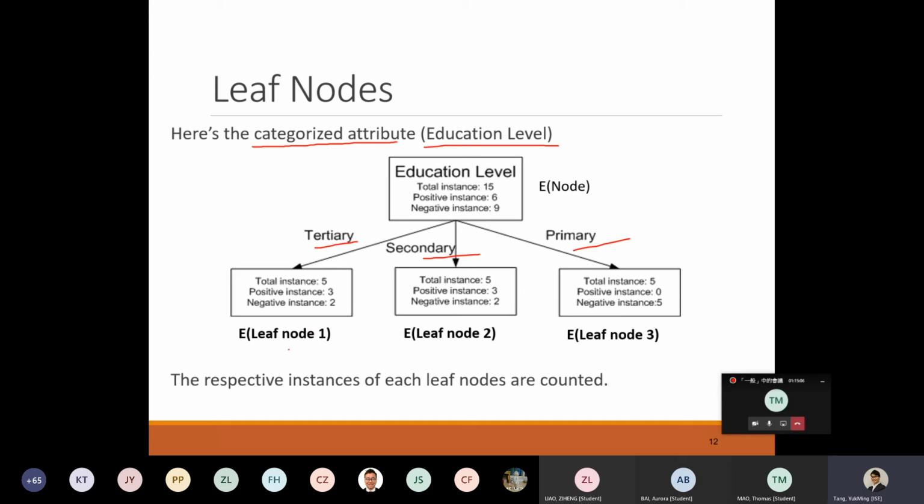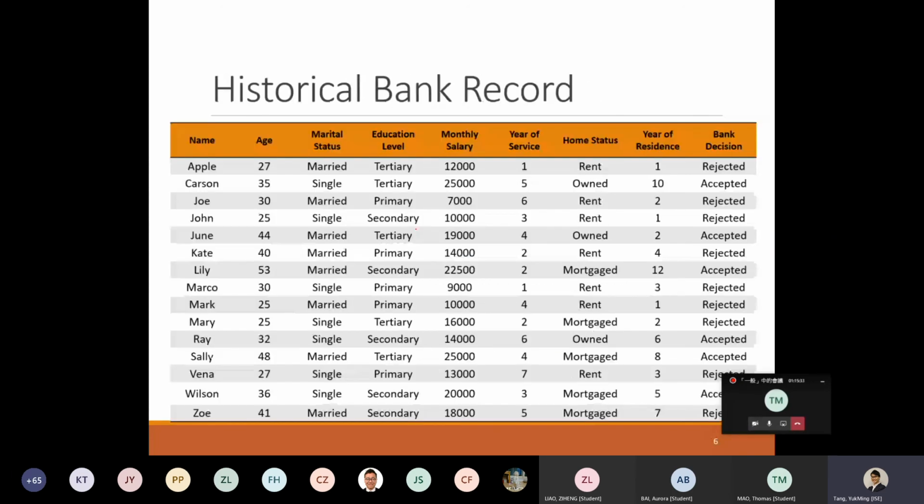So for the education level, we have leaf node 1, leaf node 2, as well as leaf node 3. Then we need to count how many customers have the tertiary education level, how many have the secondary education level, and how many have the primary education level. We go back to our historical data and find that 5 of them are tertiary education level. Based on these 5, we count how many are positive instances and how many are negative instances. So in these 5 tertiary education customers, 3 are positive instances and 2 are negative instances.